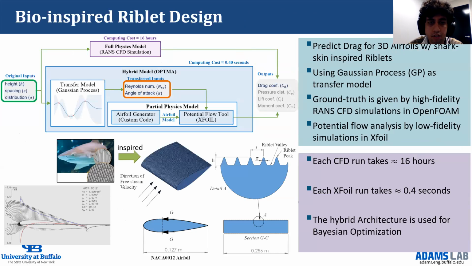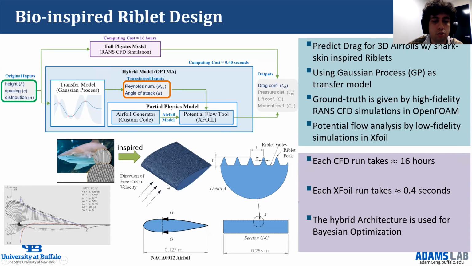Systematic way to find what parameters we should transfer. Okay, so after that one, we expanded on using Optima in different problems. Here is a problem we submitted to an aviation conference. The idea is that if you look at, for example, sharks, shark skin is not smooth. Shark skin has some small riblets that help it decrease its drag.